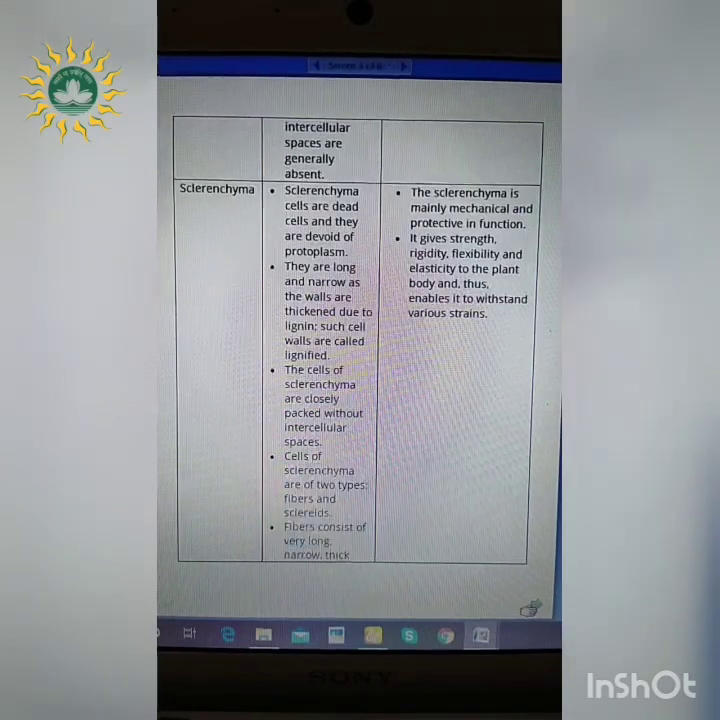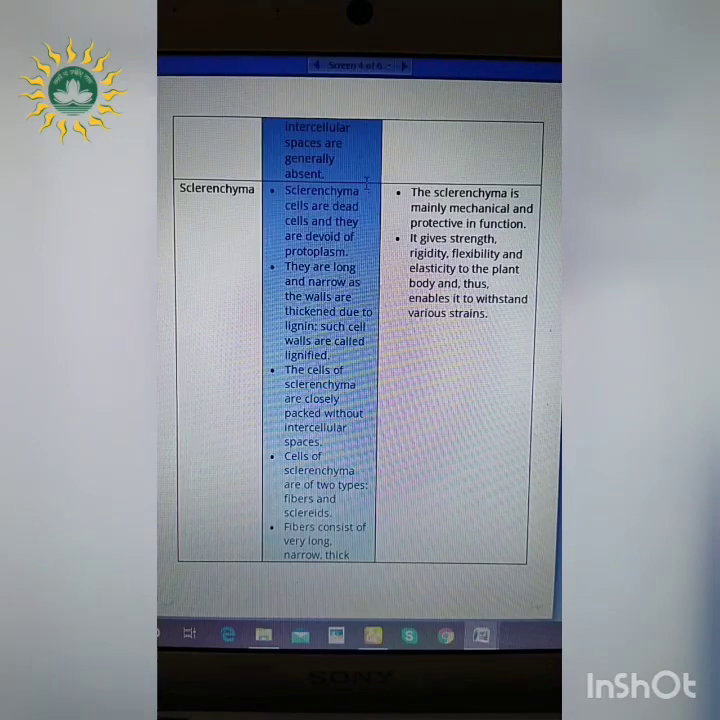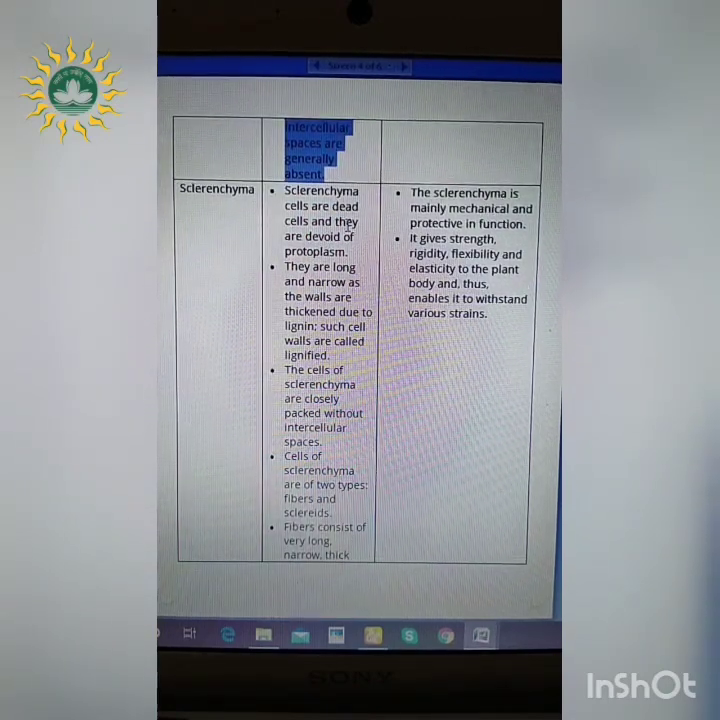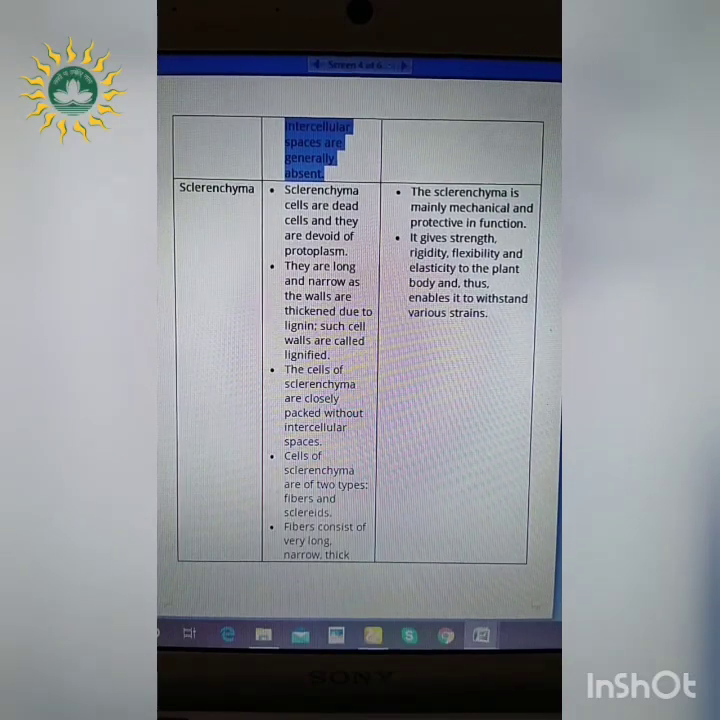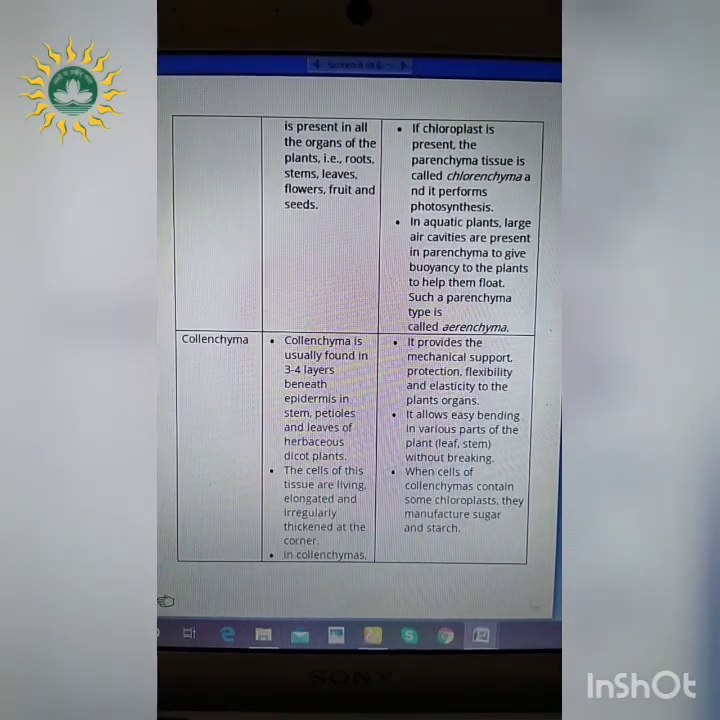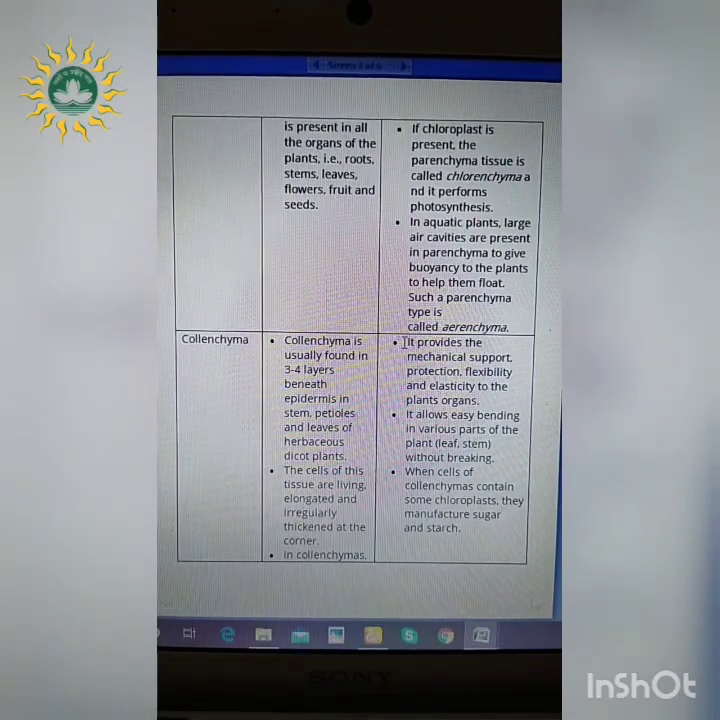Next, in collenchyma, intercellular spaces are generally absent. So in this one again you can see another difference. The intercellular spaces were present in parenchyma, they were abundant, whereas in the case of collenchyma, the intercellular spaces are generally absent. So what is the function?